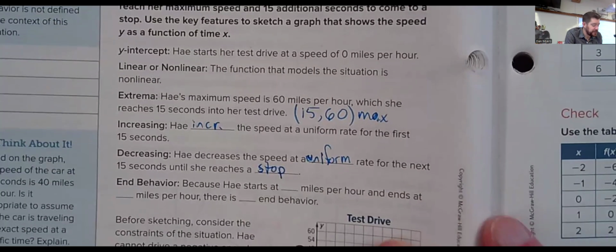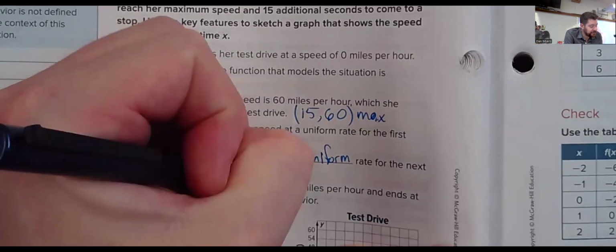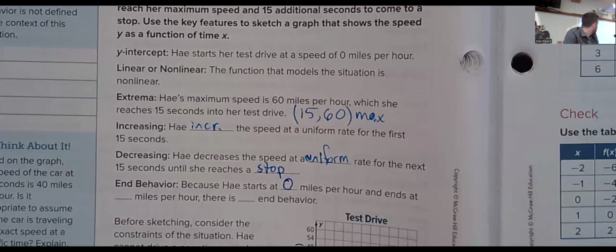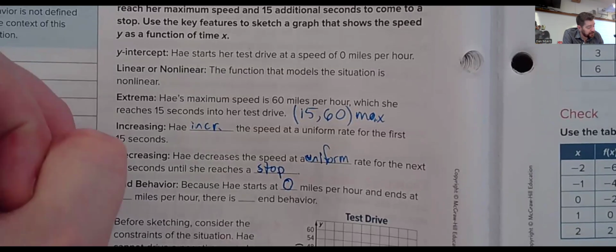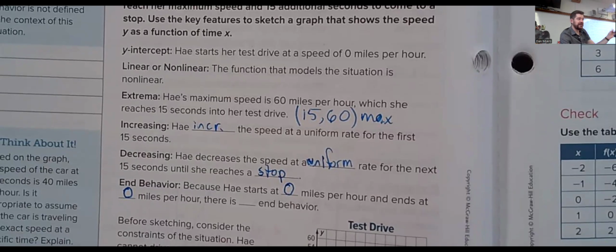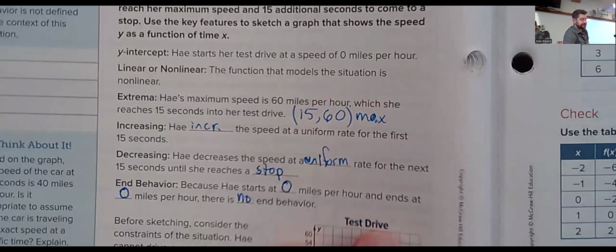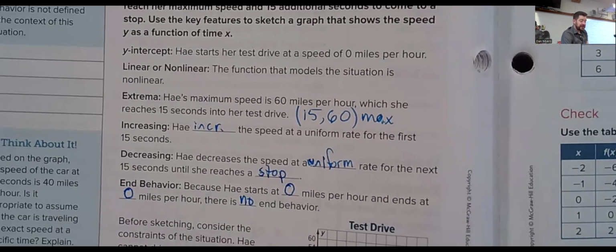The end behavior. Because Hay starts at 0 miles per hour and ends at how fast? Starts at 0 and ends at 0. There isn't any end behavior. End behavior only exists when we have arrows on a graph. There's no arrows here on each end, so there is no end behavior. So we got all the information we need.